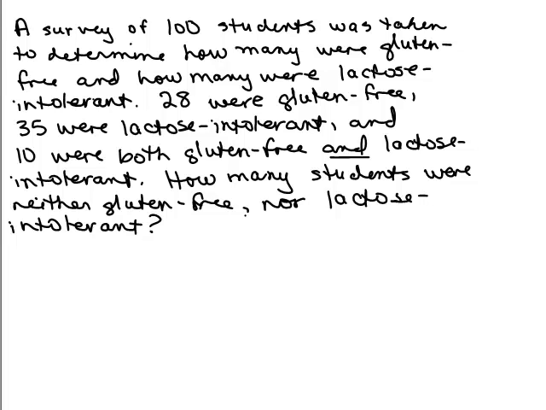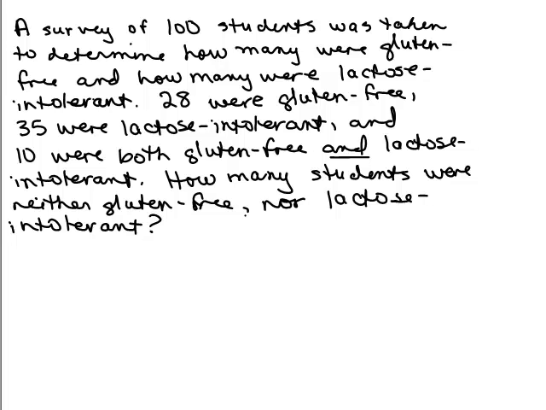Here's our first problem. A survey of 100 students was taken to determine how many were gluten-free and how many were lactose intolerant. 28 were gluten-free, 35 were lactose intolerant, and 10 were both gluten-free and lactose intolerant. How many students were neither gluten-free nor lactose intolerant? In other words, they didn't have either of those problems.